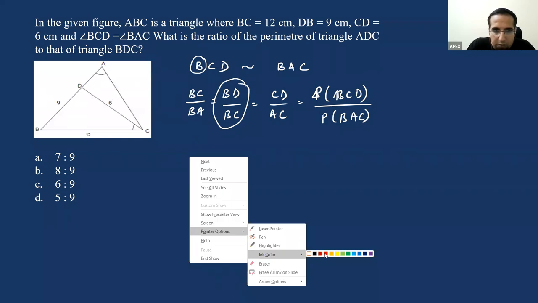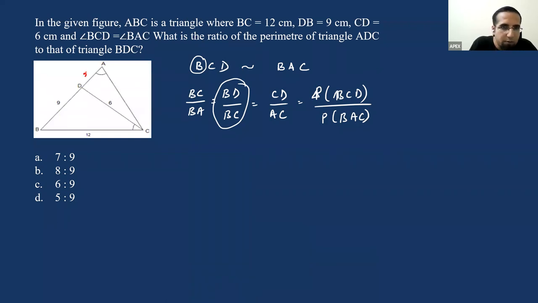Let me assume that this part is equal to X. This part is equal to Y. Okay. So BD, what is BD? BD is 9. What is BC? BC is 12. Is equal to perimeter of triangle BCD. BCD is 12 plus 9 is 21. 21 plus 6 is 27. Divided by perimeter of triangle BAC. This is 9 ones are 9, 9 fours are 36. So what do I get? I get perimeter of triangle ABC or BAC, doesn't make a difference, is equal to 36.